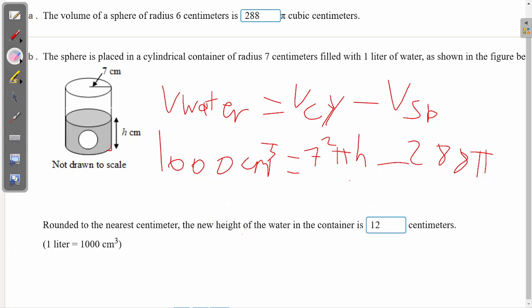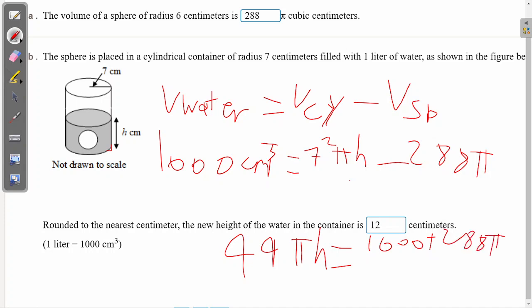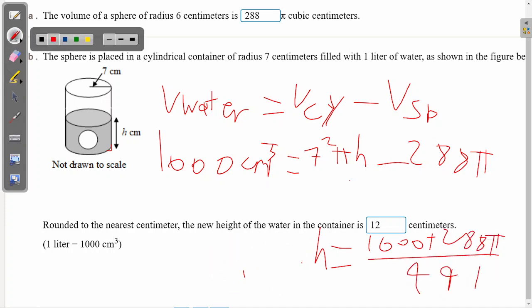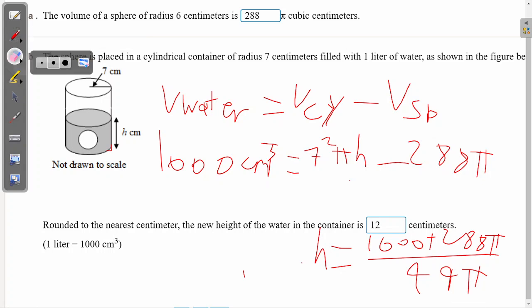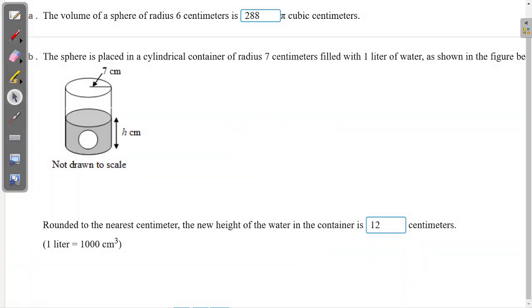Okay, now just move 288 pi to the other side. It will be 49 pi height equals 1000 plus 288 pi. Divide by 49 pi. So this is the answer. You will get like 12.3. But since they said round to the nearest centimeter, it's just 12.